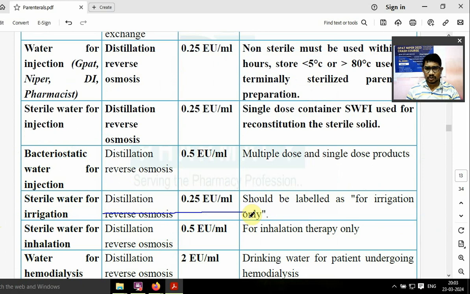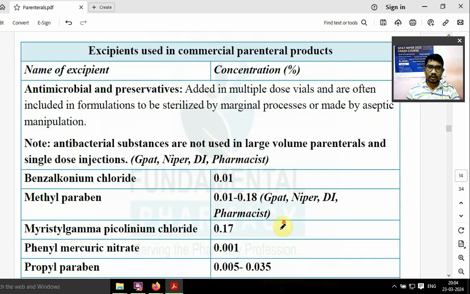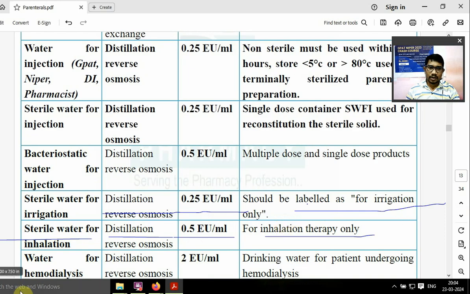Endotoxin limit होता है 0.25 endotoxin unit per ml and used for irrigation and should be labeled as for irrigation purpose only. Sterile water for inhalation prepared by reverse osmosis and distillation. Endotoxin limit होता है 0.5 endotoxin unit per ml and for inhalation therapy only. Inhalation के लिए.